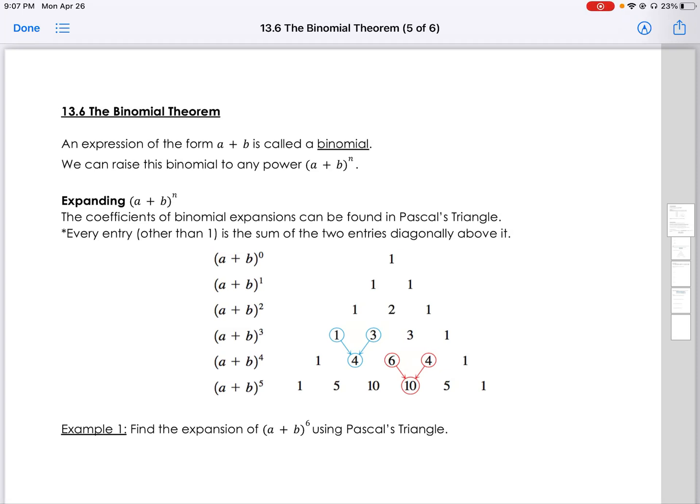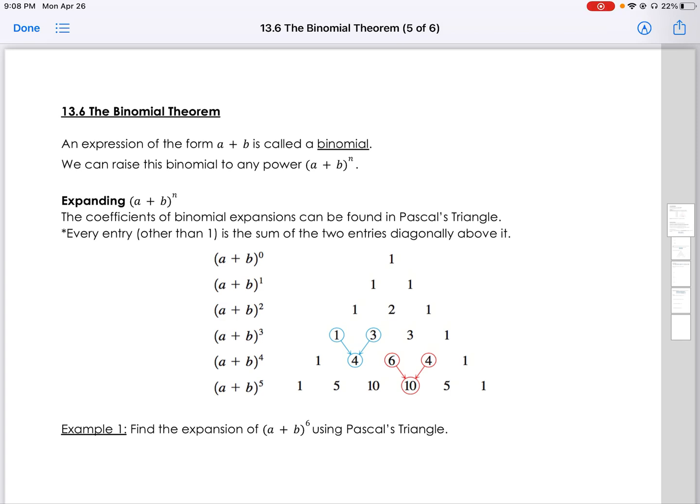13.6, the binomial theorem. An expression of the form a plus b is considered a binomial because it has two terms. And what we can do is take this binomial and raise it to any power. We've seen this when we raise it to a square, we get a perfect square trinomial. When we raise it to the third power, we get that special cube. So when we're expanding it to really any power, it's going to follow a very special pattern.